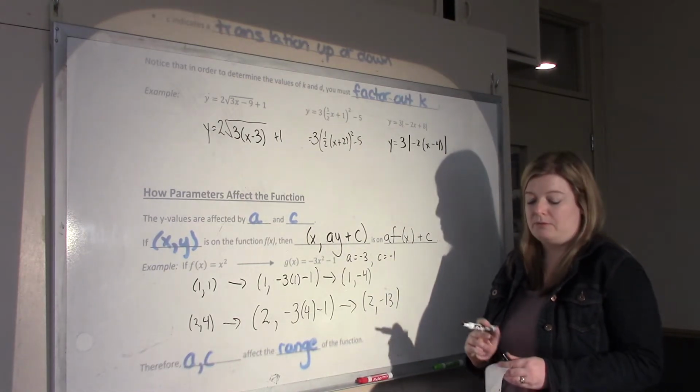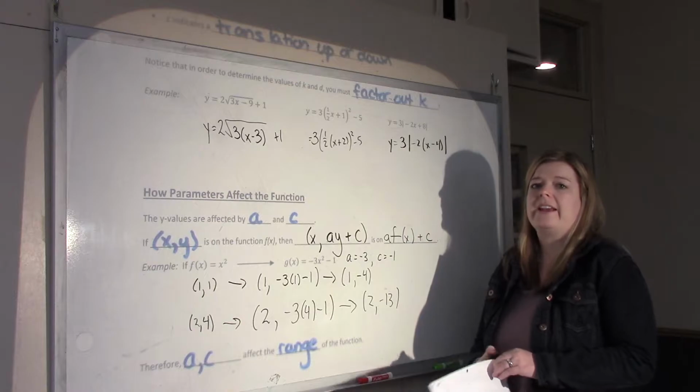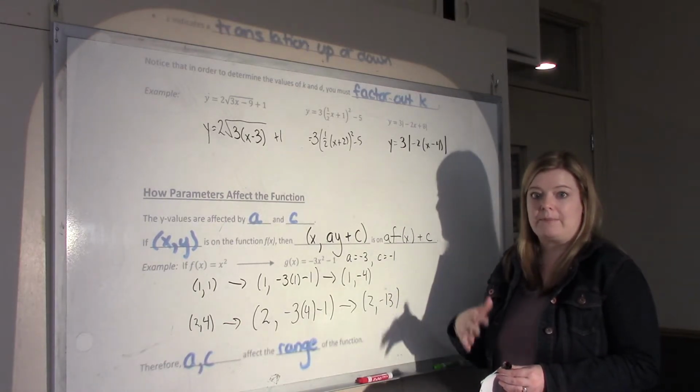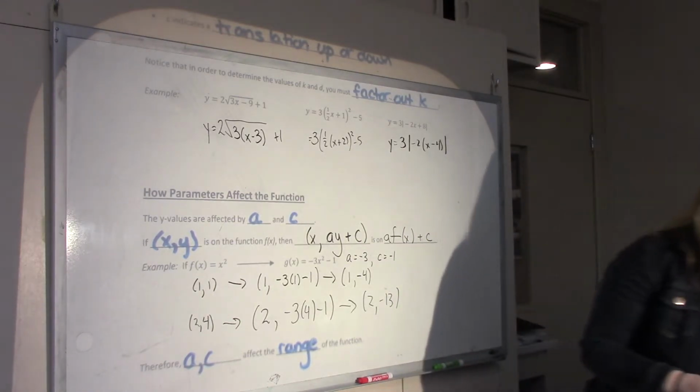C is a value. So then like a vertex or something like that has been moved up or down. Okay?